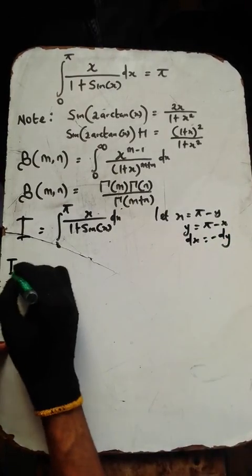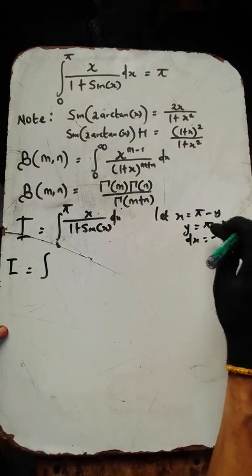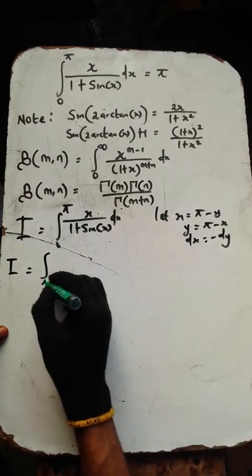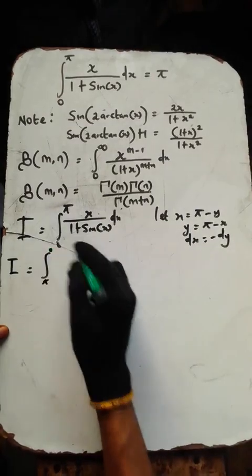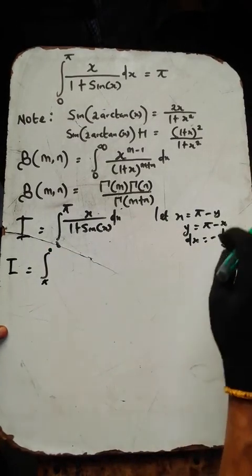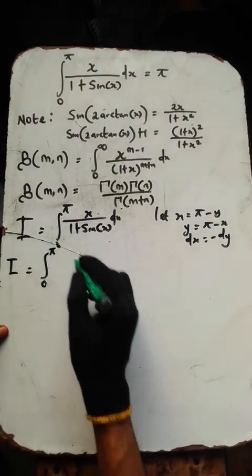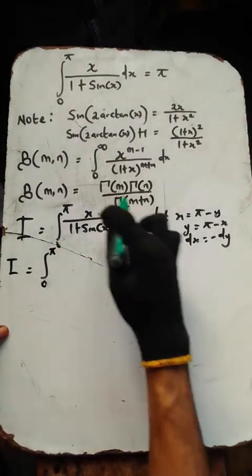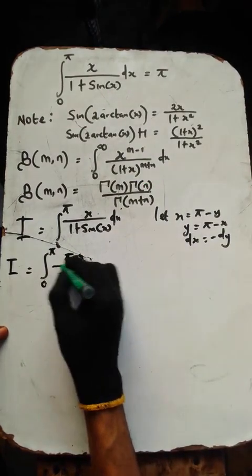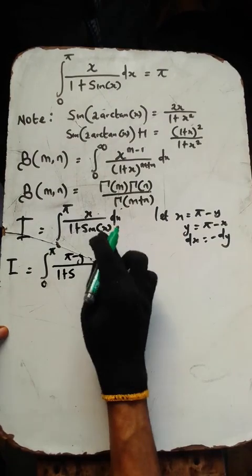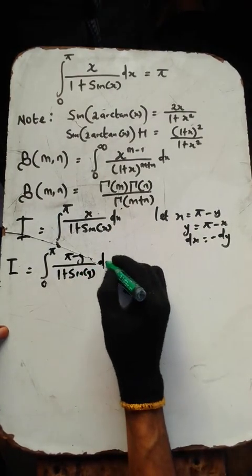So we have I is equal to, now the limits: when x is equal to 0, y is pi minus 0, that is pi. When x is equal to pi, y is pi minus pi, which is 0. But because of this negative sign, we are cancelling it out, so the limits are going to switch to 0 to pi. Then we have the value of x here is pi minus y, over 1 plus sine of pi minus y, which is sine of y, then dy.